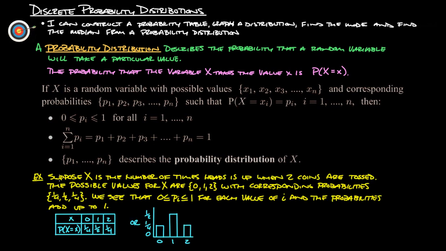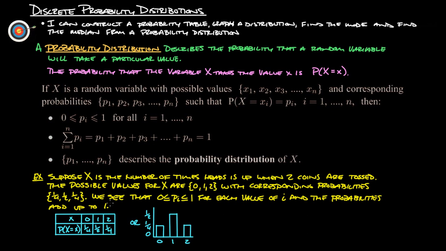For example, suppose that X is the number of heads up when 2 coins are tossed. The possible values for X are 0, 1, and 2, because you can get 0 heads, 1 head, or 2 heads, with corresponding probabilities 1/4, 1/2, 1/4. The probability of getting no heads means you get both tails, which is 1 out of 4. The second one is 1/2 because you could get heads-tails or tails-heads, that's 2 of the 4 possibilities, so 2 over 4 reduces to 1/2. And getting both heads is only 1 out of 4 ways.